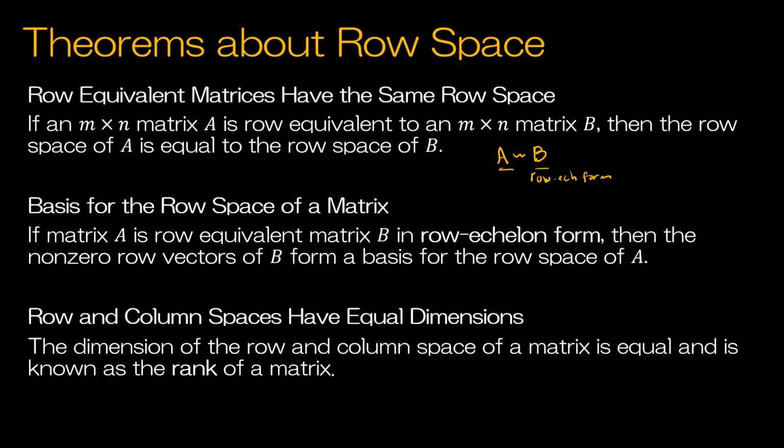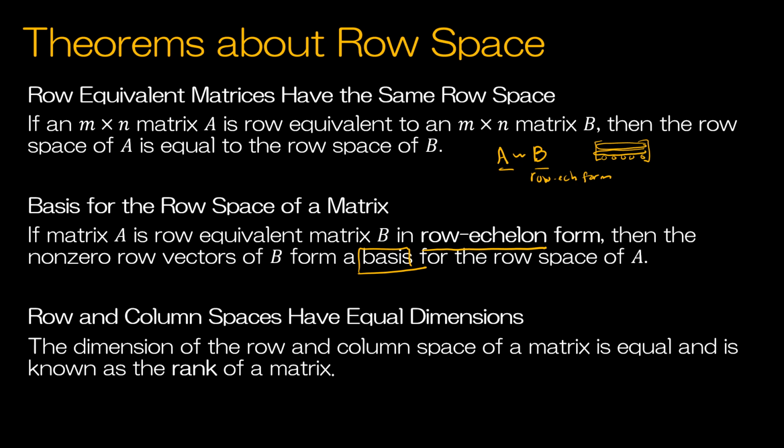In addition, our second theorem says if matrix A is row equivalent to matrix B in row echelon form, then the non-zero row vectors of B form a basis for the row space of A. So when we get to B, we're going to look at the row vectors that are non-zero. Usually we end up with 0, 0, 0, 0 at the bottom, so we're looking at the ones that are non-zero. Those are going to be the basis for the row space of A.